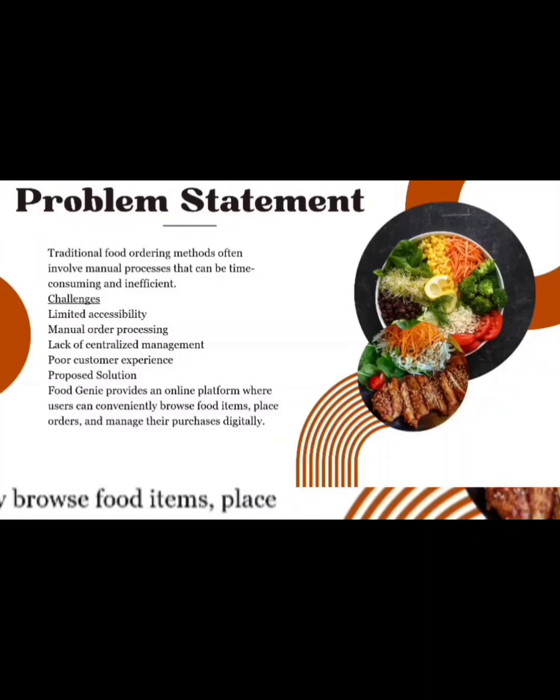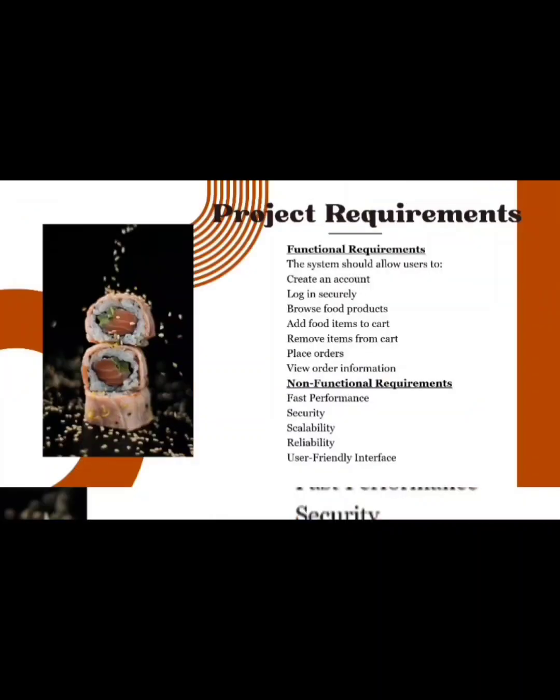Then the problem statement. The food ordering industry is rapidly moving towards digital platforms. Traditional ordering methods involve phone calls or visiting restaurants, which can be time consuming and inconvenient. Customers often face issues like waiting in queues, lack of menu availability, and manual ordering process. To overcome these challenges, I developed Food Genie. Food Genie allows users to browse food items, place orders online, and manage their purchases from a single platform. This improves convenience, saves time, and provides a better user experience.